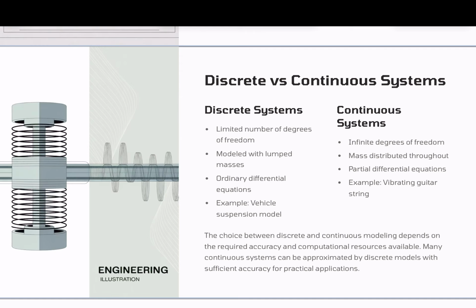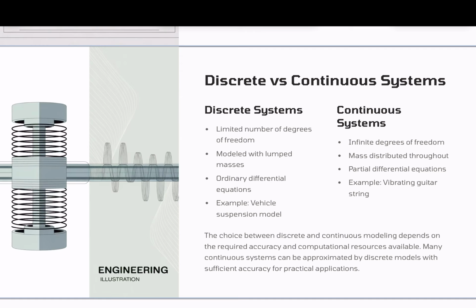In real engineering problems, continuous systems are often approximated as discrete ones. Why? To make analysis easier. For example, instead of modeling every point of a building, we just model a few floors as lumped masses. That still gives us accurate results for design and saves a lot of computation time.